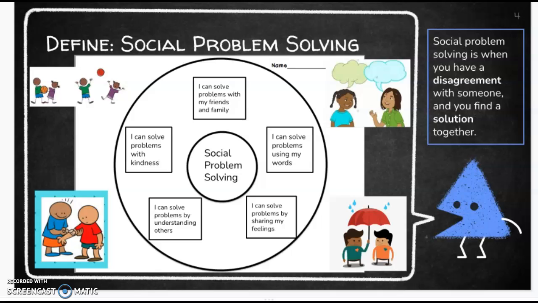All right, here is our definition of social problem solving. Social problem solving is when you have a disagreement with someone and you find a solution together. So take a look and read through the circle map. We can solve problems by using our words, we can share our feelings, we can understand others' perspective, we can solve problems with kindness, and you can solve problems with your friends and family. So you can pause here and look at that as long as you need to, maybe read it out loud.